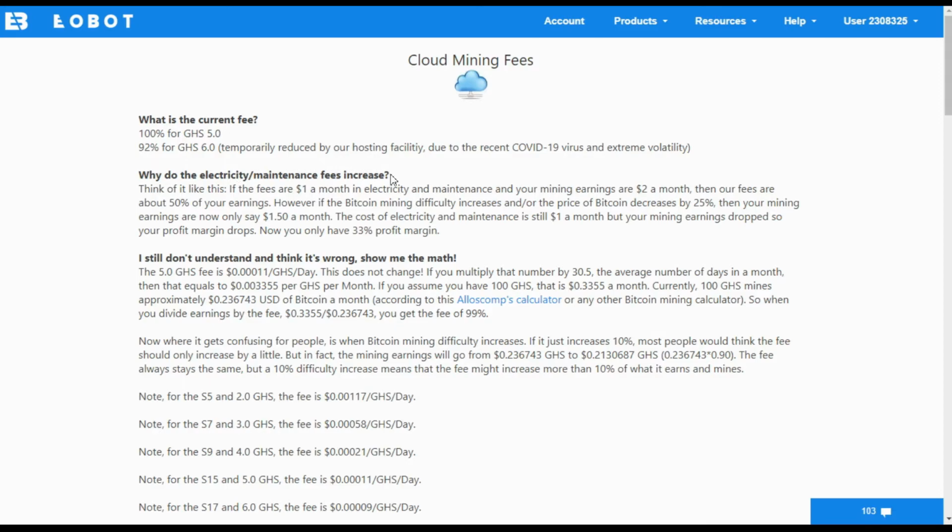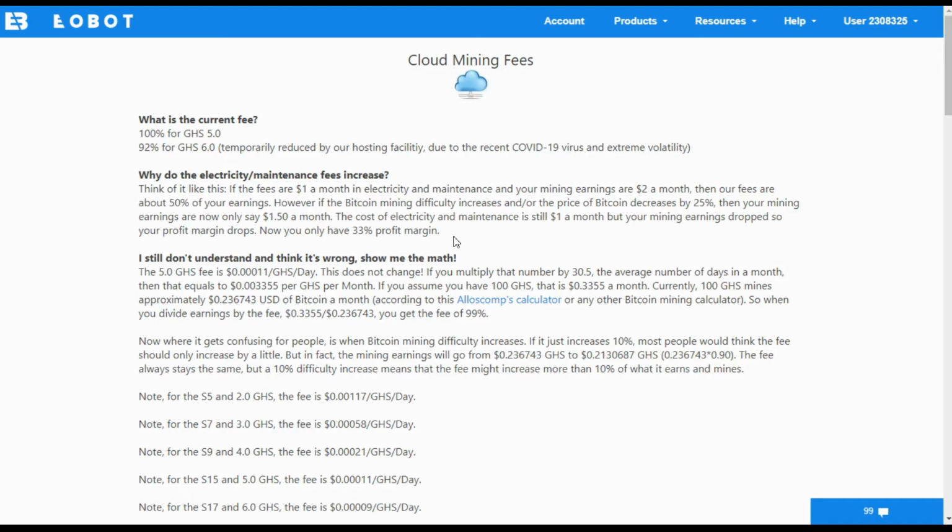So why do the electricity fees and maintenance fees increase? Think of it as if the fees are $1 a month for electricity and maintenance, and your mining earnings are $2 a month. Then our fees are about 50% of your earnings. However, if Bitcoin mining difficulty or the price decreases by 25%, then your mining earnings will now only be $1.50 a month. The cost of electricity and maintenance is still $1 a month, but your mining earnings have dropped, and your profit margin has dropped. Now you only have a 33% profit margin.